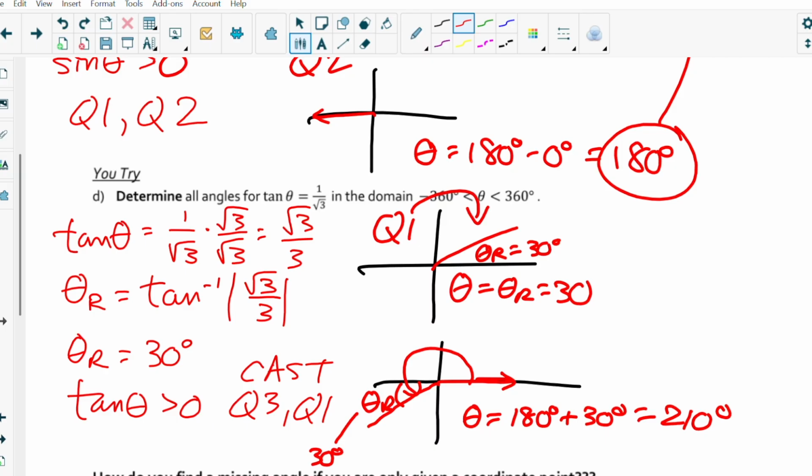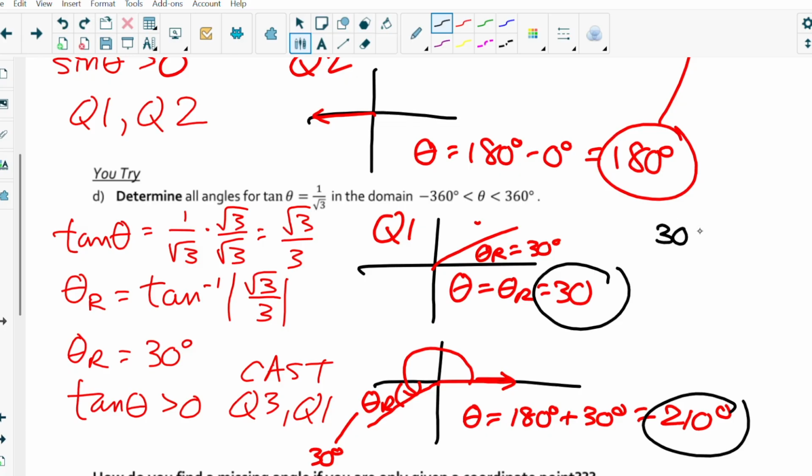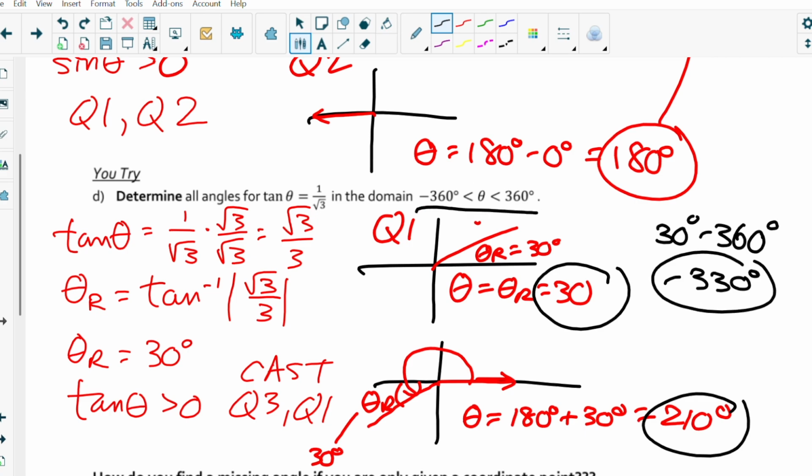Okay, but are we done? Look at my domain here. Negative 360, positive 360. Okay, let's circle these. So that's one solution, two solutions. Let's look for coterminal angles, right? So if I do 30 degrees minus 360 degrees, that's negative 330 degrees. That's another solution. That's within my domain, okay? If I go more negative, it's going to be outside of my domain, so I'm done there.